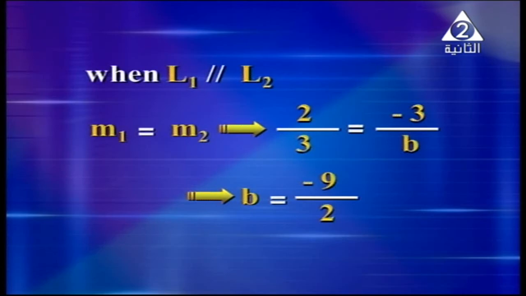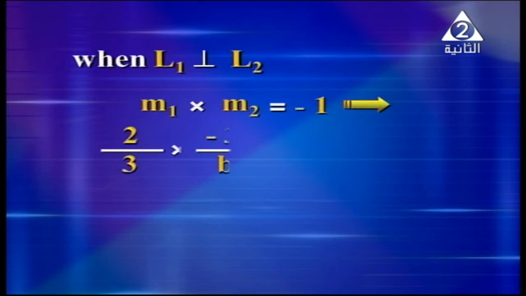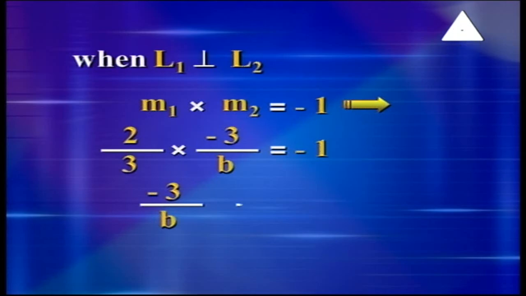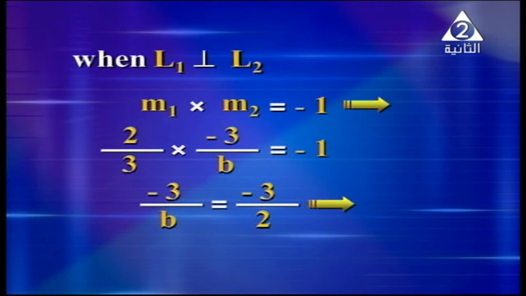Then, what about number 2? The two lines must be perpendicular. As the two lines are perpendicular, the product of their slopes is negative 1. So 2 over 3 multiplied by negative 3 over b equals negative 1. Then by dividing both sides by 2 over 3, you are going to obtain negative 3 over b equals negative 3 over 2. By cross multiplication, you are going to find that the value of b equals 2. And this is the second required.